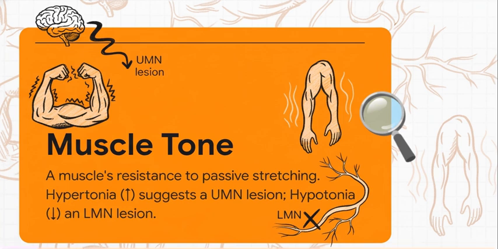If you feel a lot of resistance, what we call hypertonia, your brain should immediately start thinking upper motor neuron lesion, UMN. On the flip side, if the limb feels kind of floppy, with very little resistance, that's hypotonia. That's pointing you towards a lower motor neuron, or LMN, lesion.